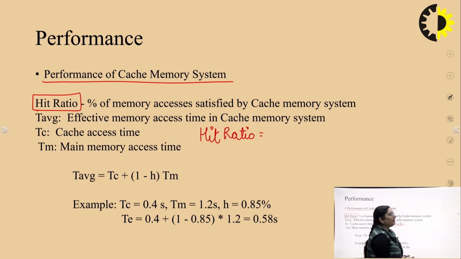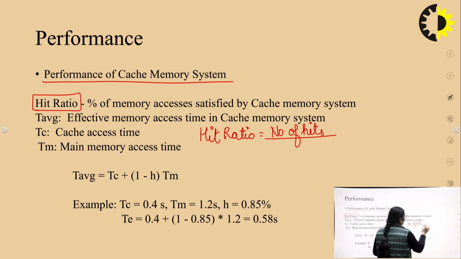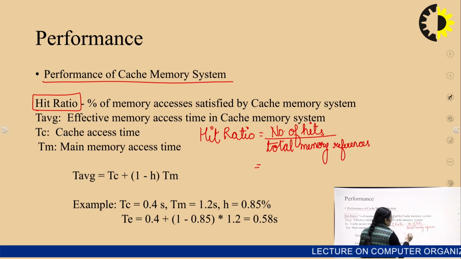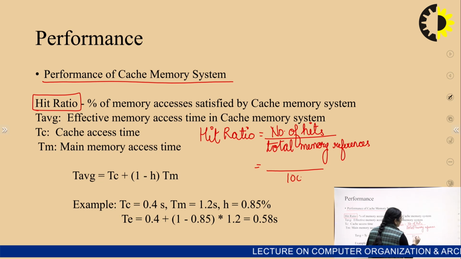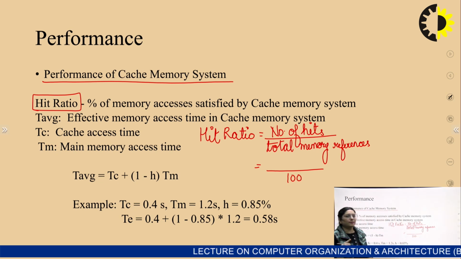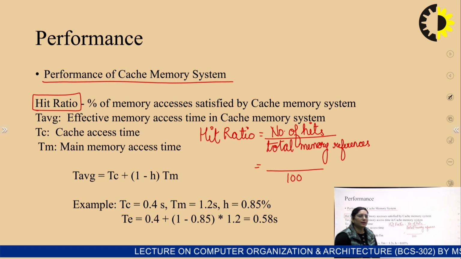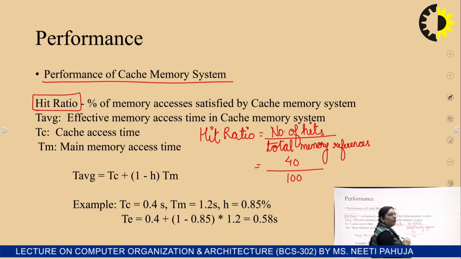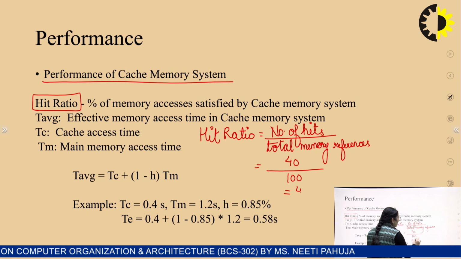So hit ratio may be defined as the number of hits out of the total memory references. For example, the CPU referred to the cache memory 100 times. It searched the cache memory 100 times for some data items, and out of those 100 times, it found the data in the cache 40 times. So the hit ratio will be 40%.